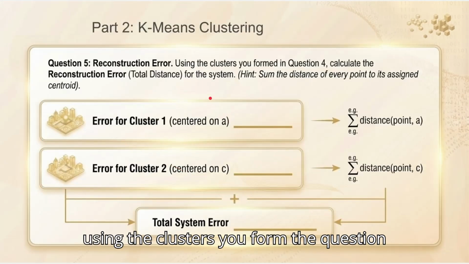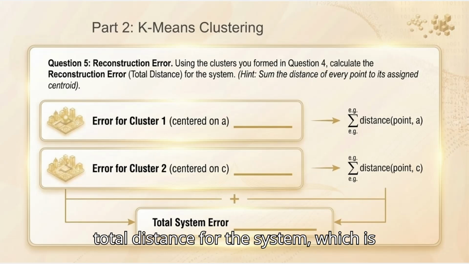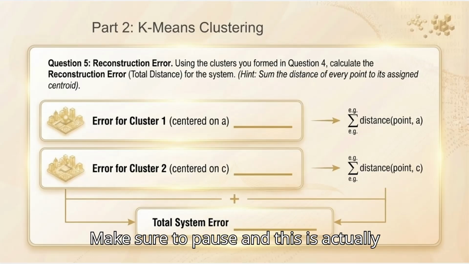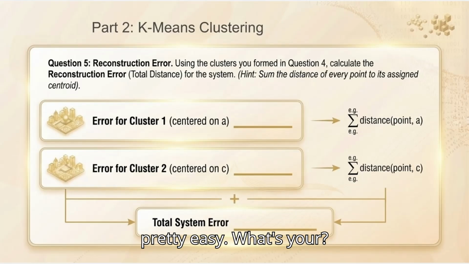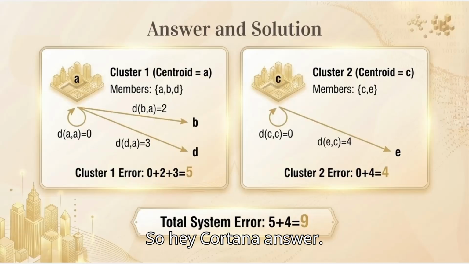Reconstruction error. Using the clusters you formed in question 4, calculate the reconstruction error, total distance for the system. Just a hint, sum of the distance of every point to its assigned centroid. Make sure to pause, and this is actually pretty easy once you know what you're doing. I'm just gonna go to the answer.